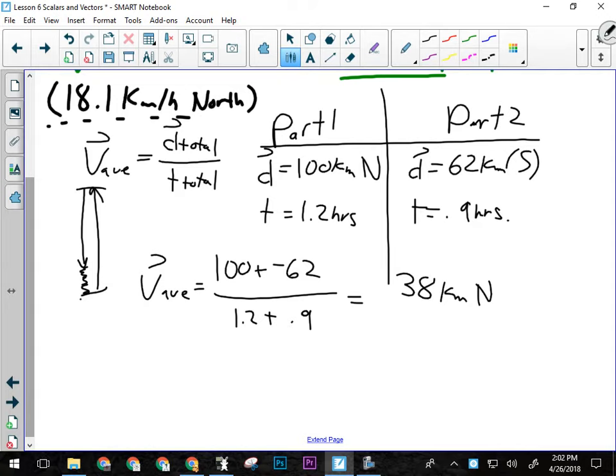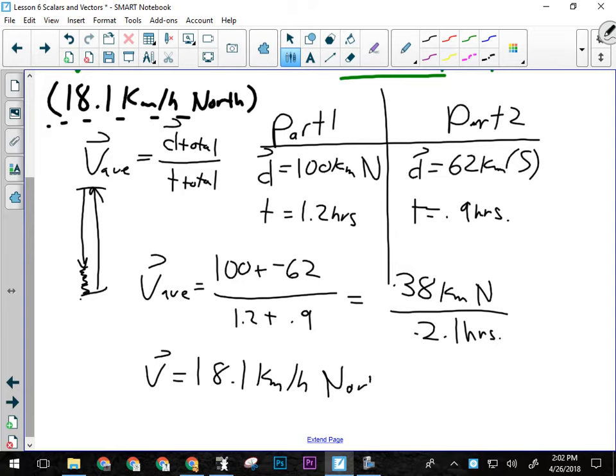Everybody follow me there? Don't be afraid to ask questions, guys, if you're not following me. And then my total time: it took 1.2 hours to go forward, it took 0.9 hours to go back, which means the whole trip took 2.1 hours. Now I have my total displacement and my total time, so I can calculate what my average velocity is, which will be 18.1 kilometers per hour north.